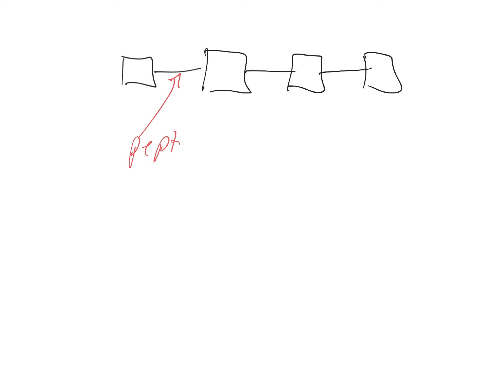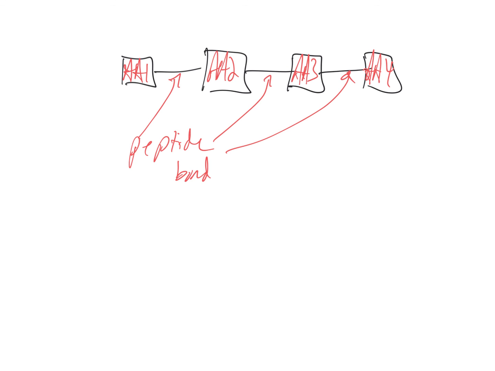So I'm just going to draw them as blocks here. This is a peptide bond. Peptide bonds attach amino acid 1 to amino acid 2, amino acid 3, amino acid 4. These are all peptide bonds that connect them to each other. And again, we put that together and we call it a polypeptide.